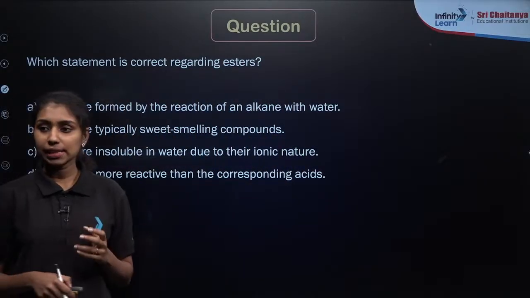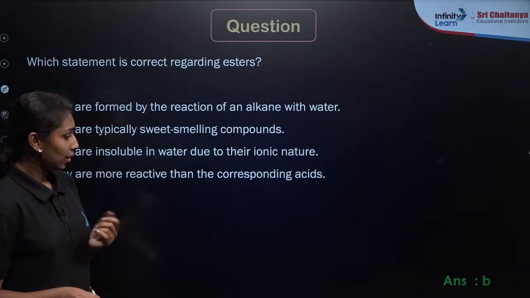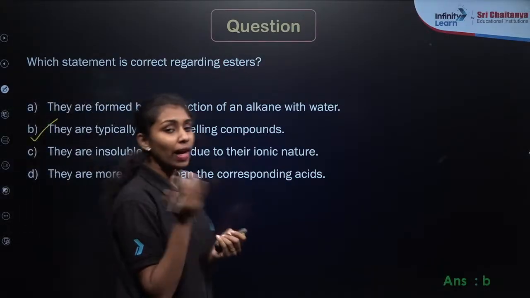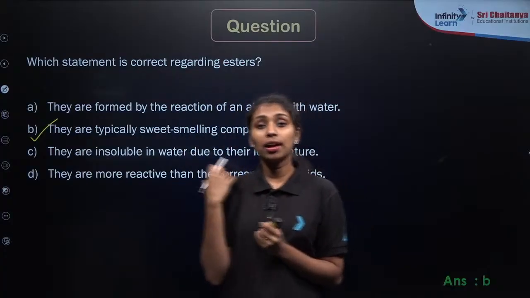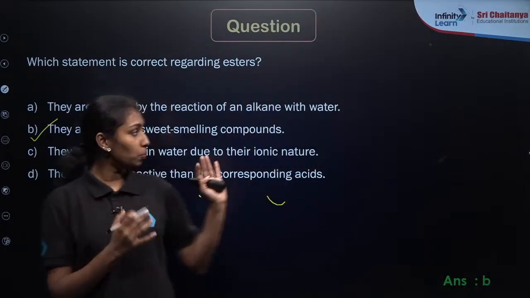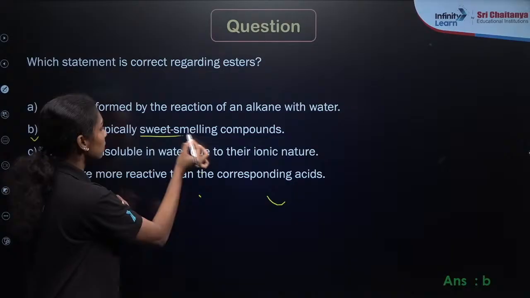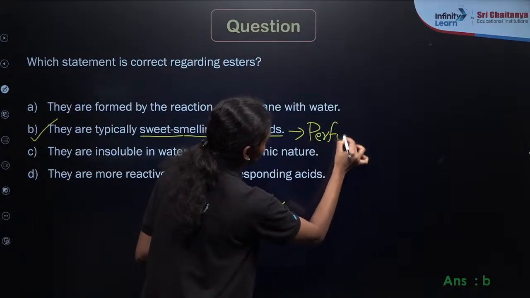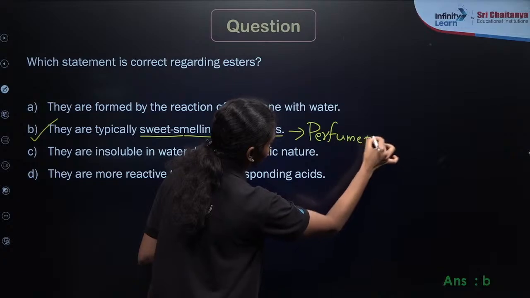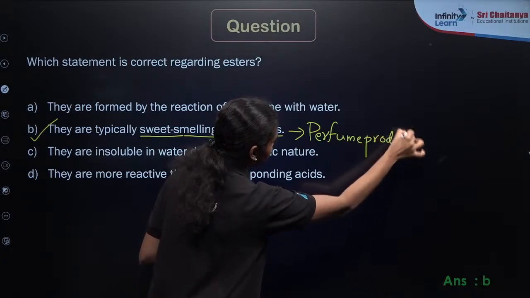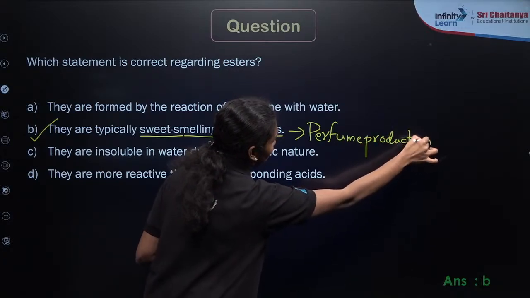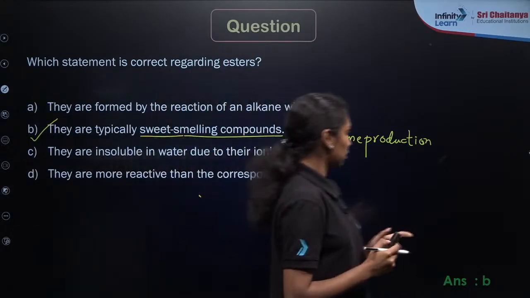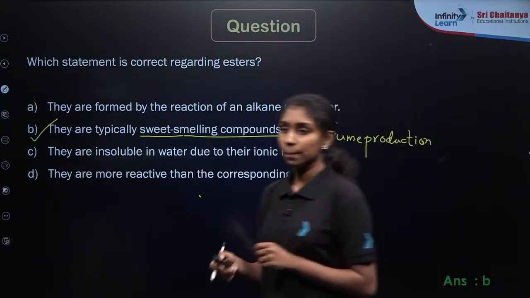So what will be our answer here? It will be option B, right? Option B. So whenever you are asking about the ester, it is formed by the reaction of alcohol and acid. So they will form the pleasant fruity smelling compound or sweet smelling compound, which is used in the perfume production. I have already repeated in the concept classes. So this is the only true statement according to the esters. Okay, I hope you understand.